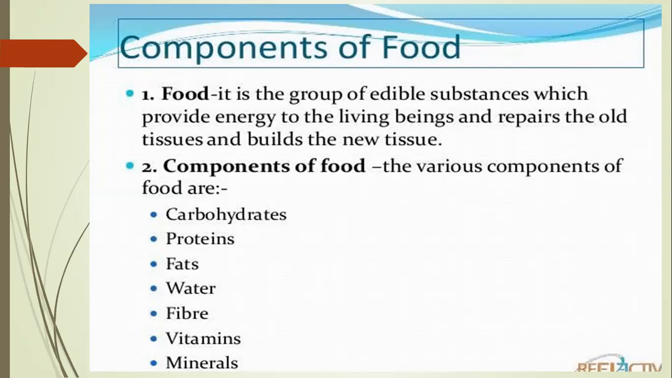Carbohydrates, proteins, fats, water, fiber, vitamins and minerals. Also, not least, the last two important nutrients are roughage and water. Water is also important to our body because you know that 70% of our body is water. So this is also one important nutrient which we need.